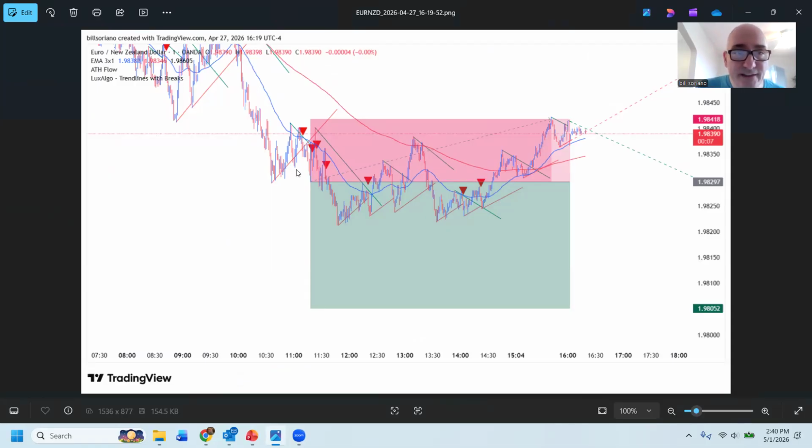So this was EURNZD. We had our alert going off right here. Our trend line was here. Price broke through that. We got a continuation. It moved down, and then boom, went right up through my invalidation zone for a loss.